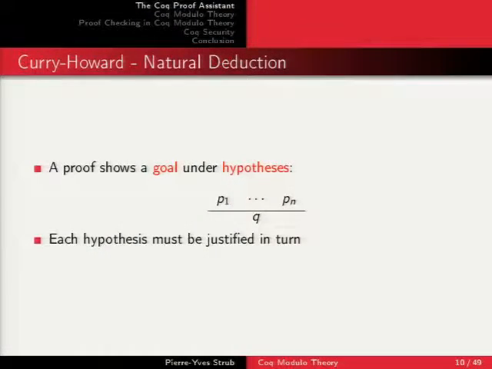So what is a proof in natural deduction? I said it's a tree, and then you have a goal, what you are proving, which is Q, and you are proving the goal under hypotheses. Each hypothesis will then be justified in turn by subproofs. You say tree, but a DAG would be just fine, right? Yeah.